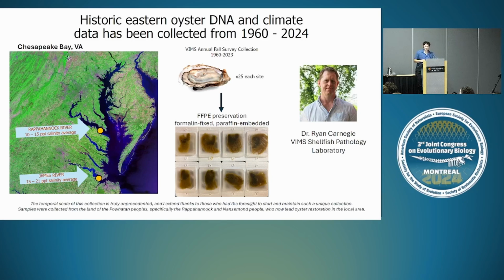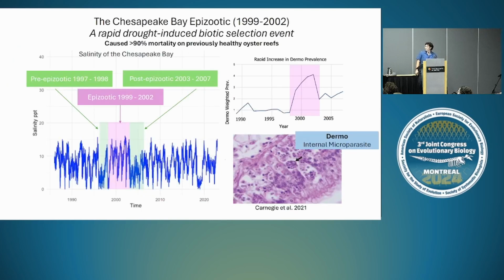So in this system, there's been a vast data collection done in the Chesapeake Bay. And so my collaborator, Dr. Ryan Carnegie at VIMS, is overseeing this collection of eastern oyster tissues that have been collected since the 60s. And each year, systematically, they've gone through several sites in the Chesapeake Bay, 2 of which are the Rappahannock River, a lower salinity tributary further north in the Chesapeake Bay, and the James River, a higher salinity site further south. And they've preserved these oysters in FFPE preservation. This stands for formalin fixed and paraffin embedded, so paraffin's like a waxy material. And so all of these collections are available for genetic extraction down at VIMS.